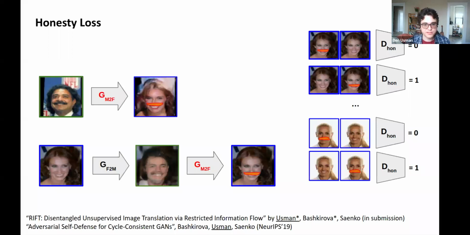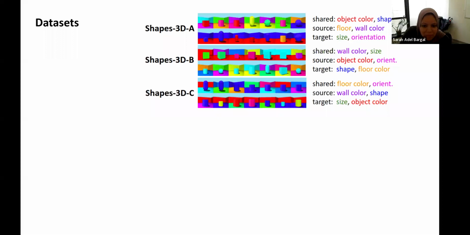So as for the honesty loss, here the story is the same as with the adversarial defense paper, since we know that the network M male to female always hides something, the mustache, for example, in generated images. We can collect pairs of original female images and cycle reconstructed female images with something like a mustache hidden inside them, and train an additional discriminator to detect just that and to use it to penalize hiding that information inside generated images.